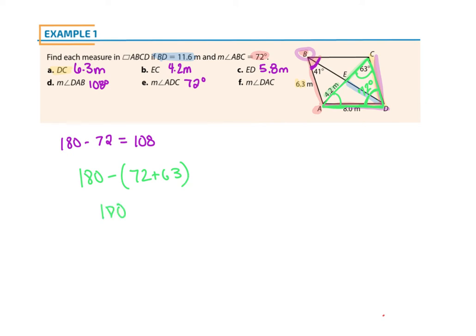So 180 minus 135, 45 degrees. So I actually know that this guy is 45 degrees. All right.